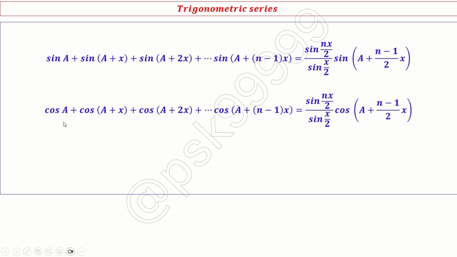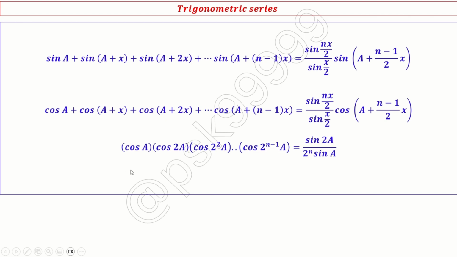Similarly, you have it for cosine also. Cos(a plus x) plus cos(a plus 2x) up to cos(a plus (n minus 1)x) is exactly the same: the initial value sine(nx by 2) divided by sine(x by 2), and instead of sine, you get cosine of (a plus (n minus 1) by 2 into x). Once you start using it, it is very easy to remember. Try to prove this equation. It is very interesting, and I'm leaving it for you.